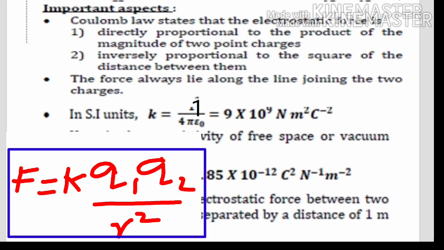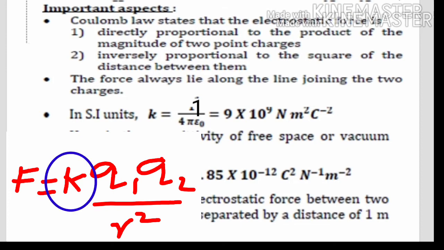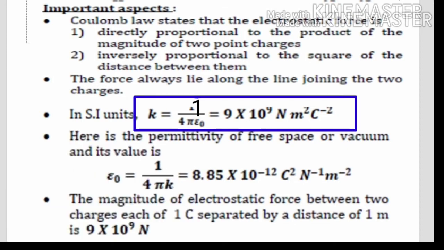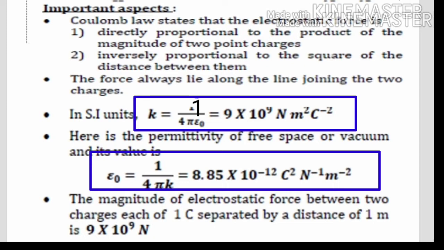As we know, the force between the two point charges is equal to K into Q1 Q2 divided by r square. In this equation, K is said to be the proportionality constant. That proportionality constant can be calculated by the equation K is equal to 1 by 4 pi epsilon naught. In this equation, 4 is a constant, pi is equal to 3.14, and epsilon naught is equal to 8.85 into 10 to the power of minus 12 Coulomb square Newton power minus 1 meter power minus 2.